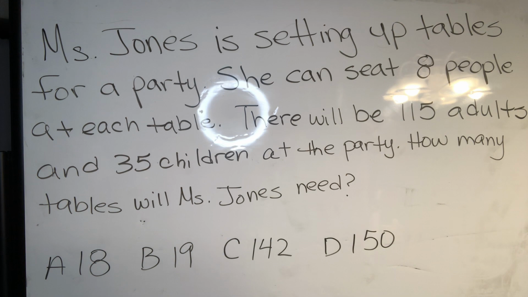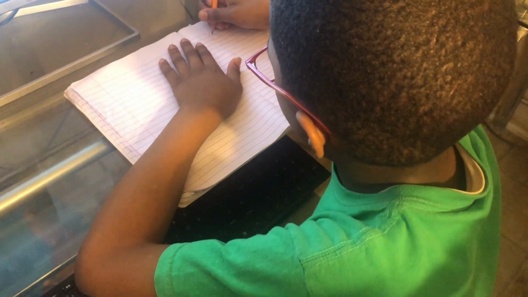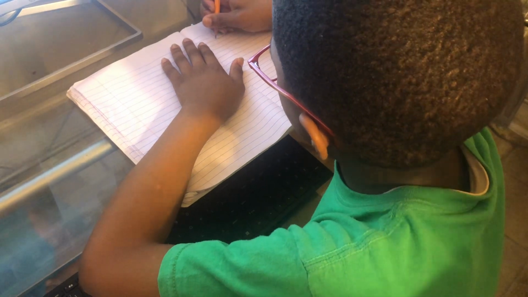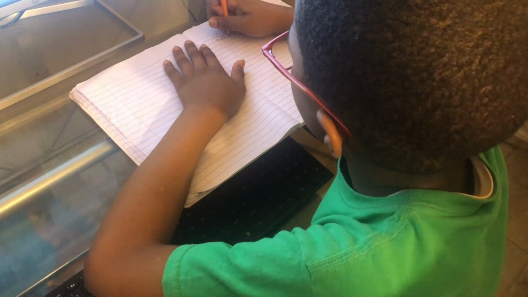There's more than one thing we have to do, so that's why we call it a two-step. Our first step is to find out the total number of guests that will be at the party. We already can see we have 115 adults and 35 children. We need to know our total first before we can do anything else. So let's start with that. We're going to write 115 plus 35 so we can figure out how many people we have in total.